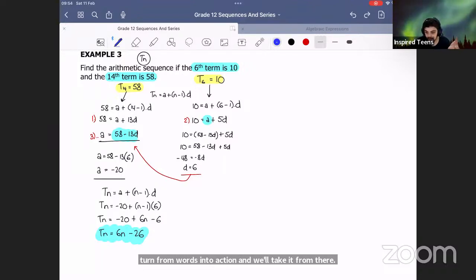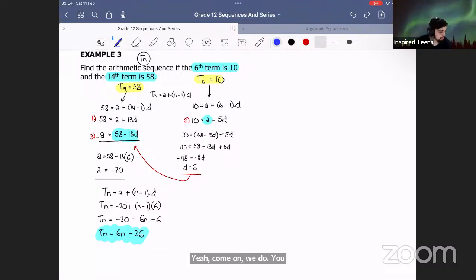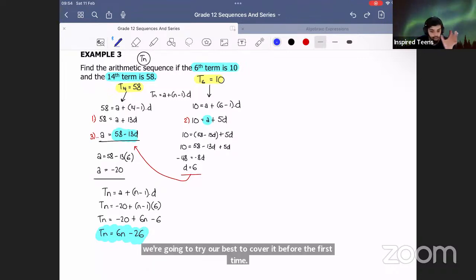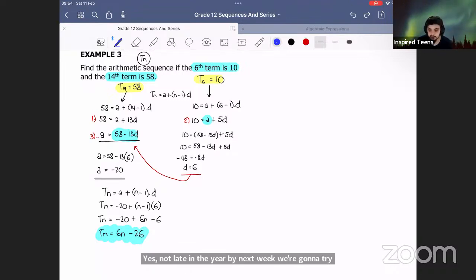Okay, no problem, you're welcome. Will we cover it before the term 1 test? I'll have to confirm with you. I'm going to check the annual teaching plan for GDE to see if Euclidean is in there. If Euclidean is in there, yes, we're going to try our best to cover it before the first term, not later in the year. By next week, we're going to try and cover all of patterns.